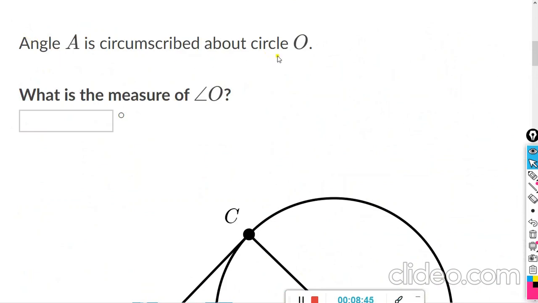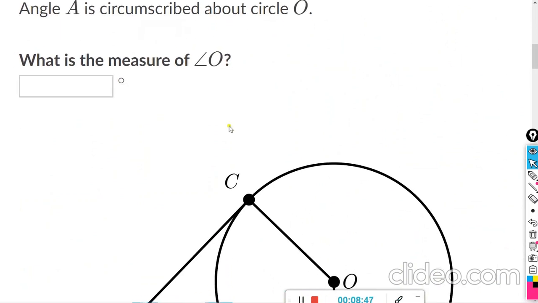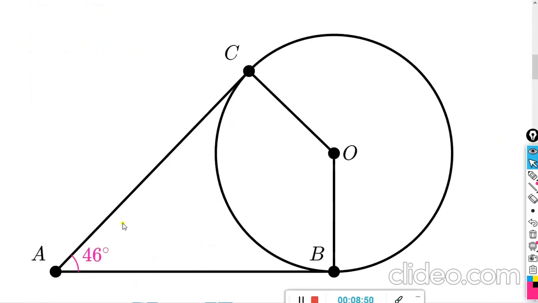Okay, angle A is circumscribed about circle O. What is the measure of angle O? Since angle A is circumscribed, that means these are points of tangency, point C and point B. So they said circle O, we know this is the center, and we know these two segments right here are radiuses or radii. If you draw a radius to the point of tangency, it makes a right angle. So there's one here, and there's a right angle down here. And they want us to find the measure of angle O. We're just going to call that X.